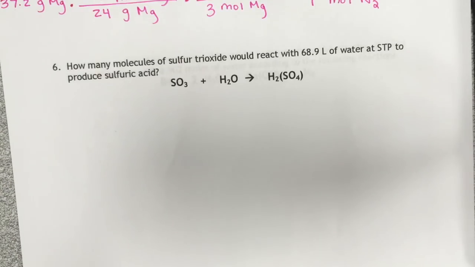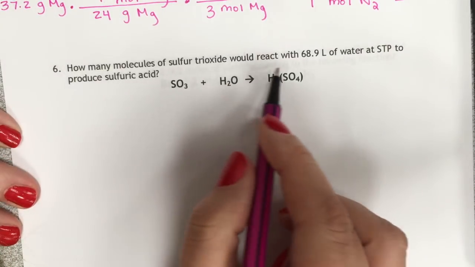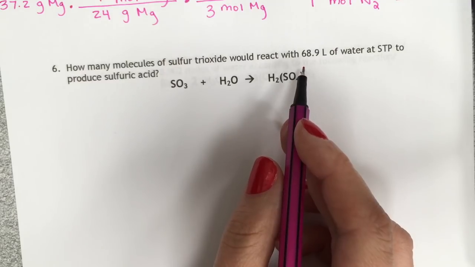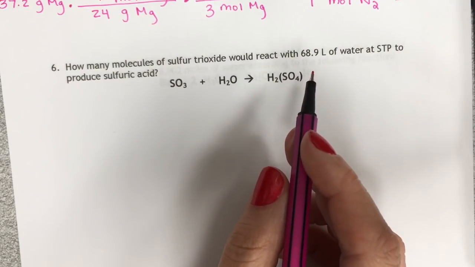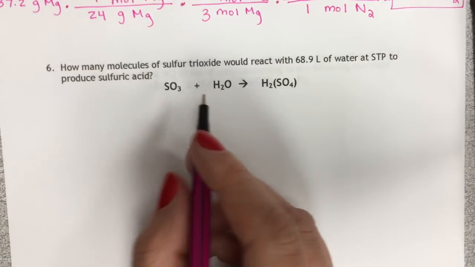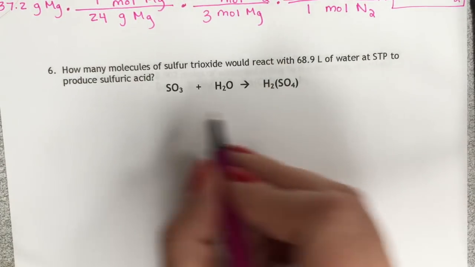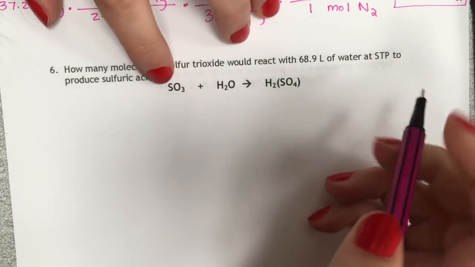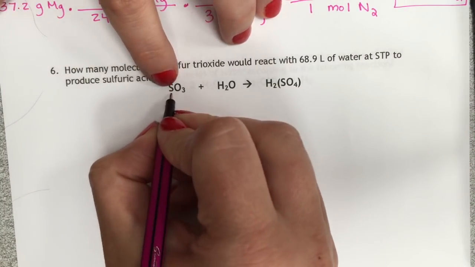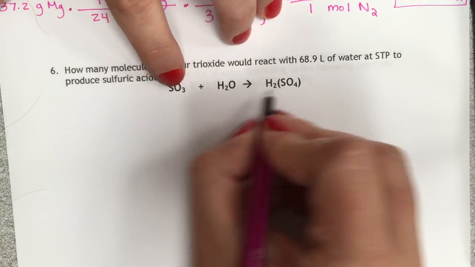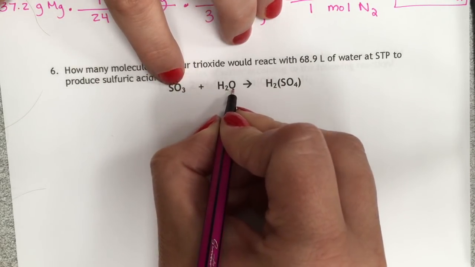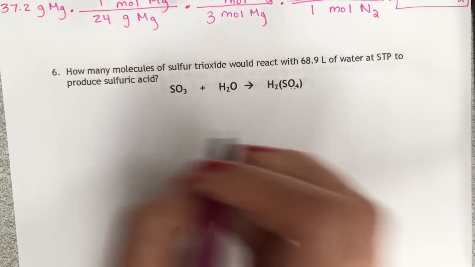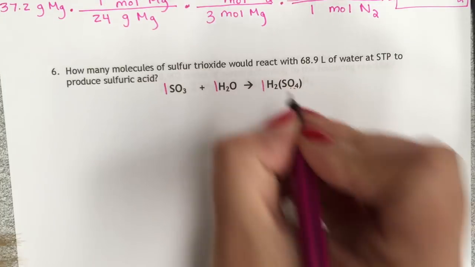Okay? Moving on. How many molecules of sulfur trioxide would react with 68.9 liters of water at standard temperature and pressure to produce sulfuric acid? So it doesn't have the lines, but when it does this, I like to make sure that it's balanced just for fun. So sulfur, I have one sulfur. Oxygen, I have four oxygens. Hydrogen, I have two, so we're okay. So everything we can assume is a 1 coefficient.